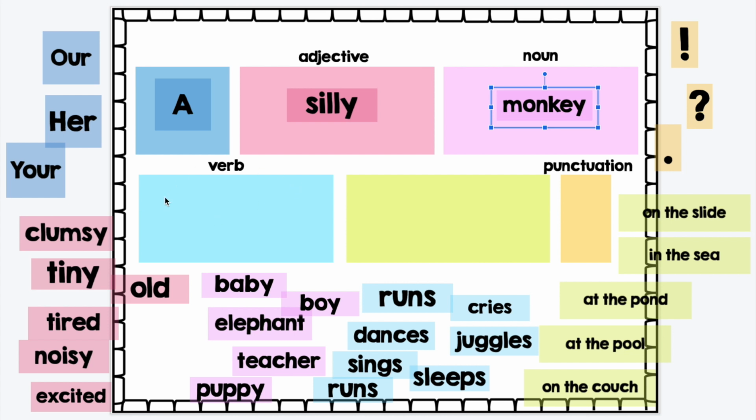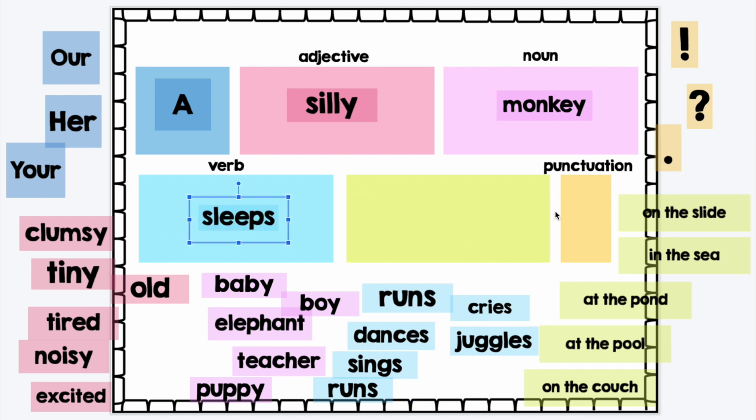And then we need a verb. So the monkey's going to be doing something. So a verb could be runs, cries, dances, sleeps. Let's do sleeps. And then we get to add another part. We're not going to talk about these sort of prepositional phrases, but we are going to add where that monkey is doing this. So let's say on the slide.